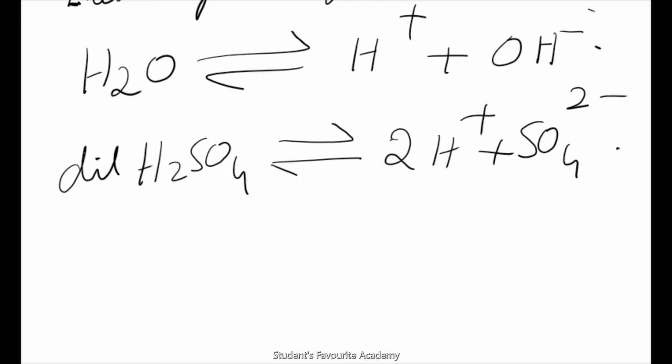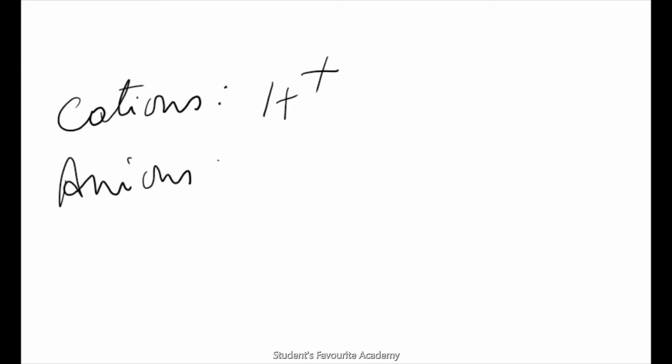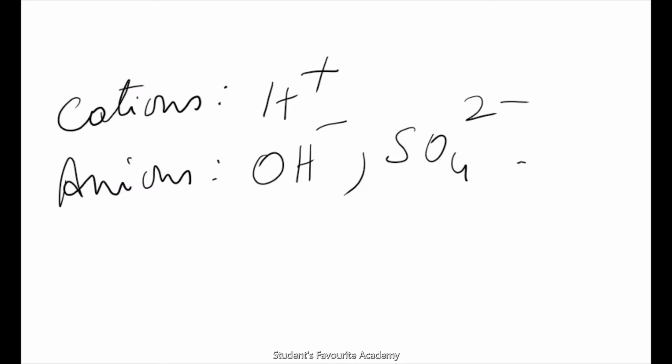Now these are the electrolytic equations. Now the cations or ions present are H plus ions, and the anions are OH minus and a sulfate ion, that is SO4 2 minus. Okay.